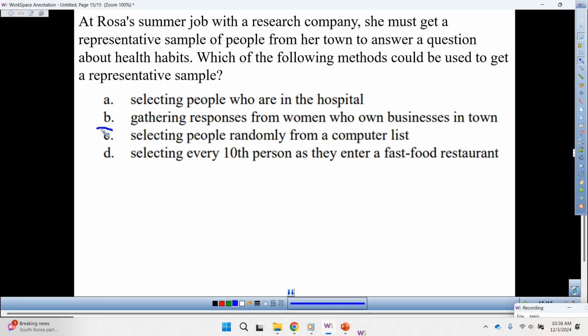Does everybody see what we mean with that? Not the hospital, because people are there for a reason. They're ill, or they have somebody ill there, so when they respond to the survey, it's going to be biased. B, biased because they're only surveying women or their businesses. The last one, because people that go to fast food restaurants on a daily basis, that's not a healthy option.